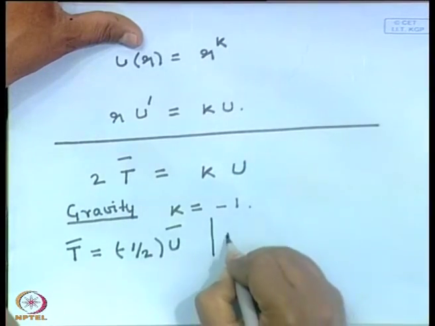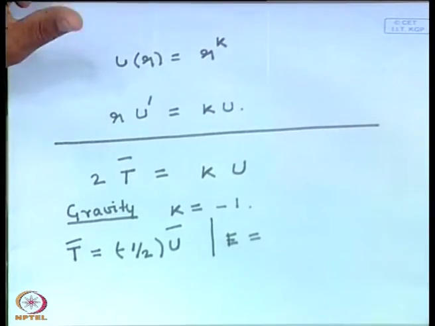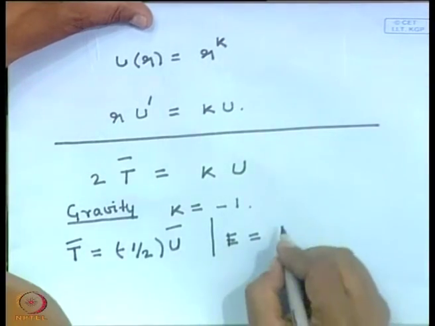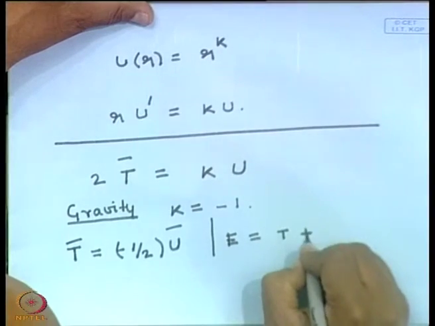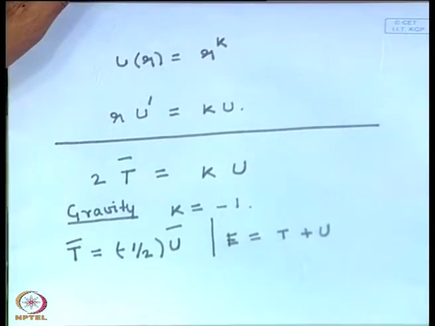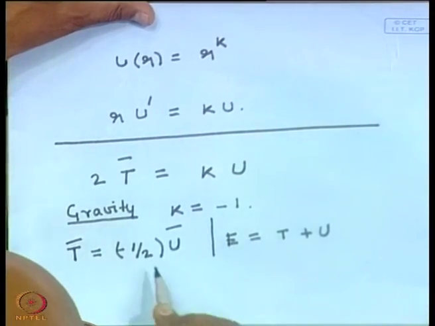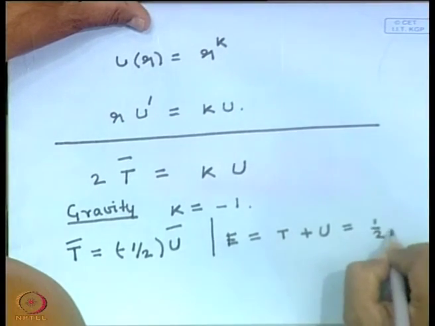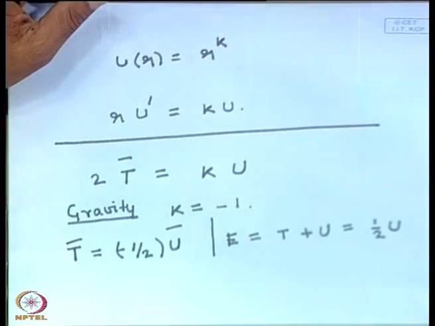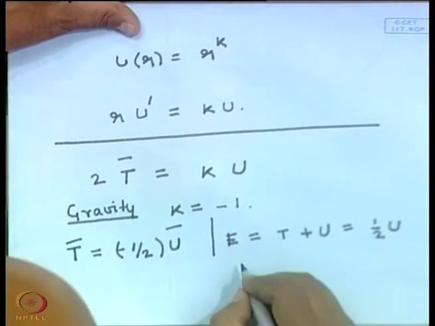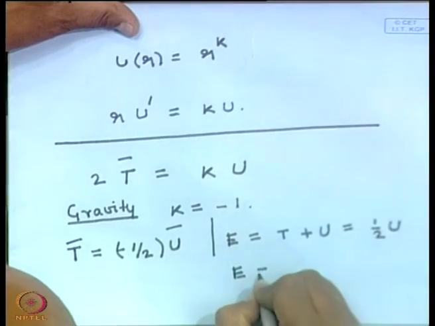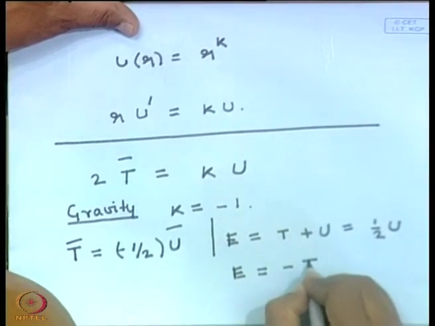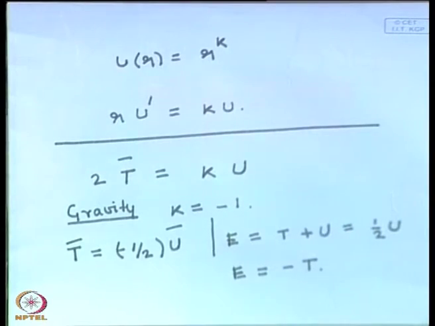The total energy also can be calculated. The total energy, which is a conserved quantity, so the time average is not important, is T plus U. So, the total energy, with T as minus half U, is equal to half the potential energy, or the total energy is equal to minus the kinetic energy for bound orbits.